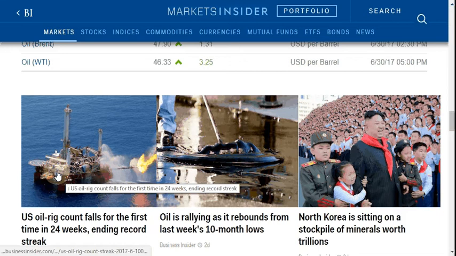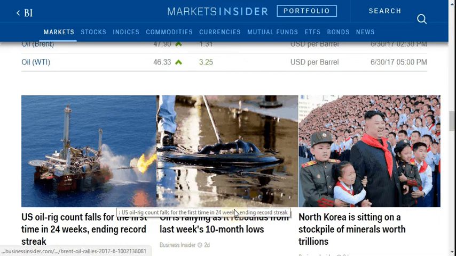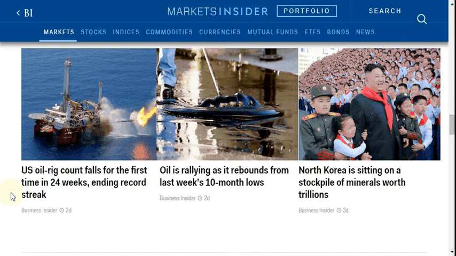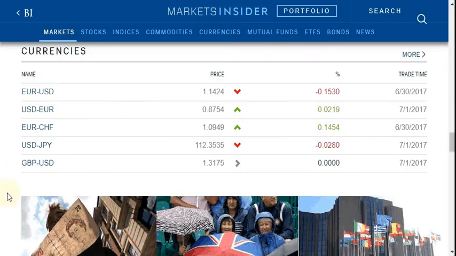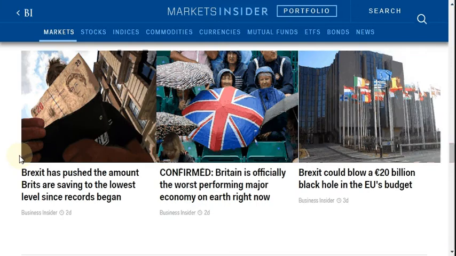We still have oil in the news, so we're gonna have a look at that when we look at the charts. North Korea over here, and on the currency side, you see the pound with the Brexit thing. Over here, Britain, and one more time, Britain and Great Britain and the EU.